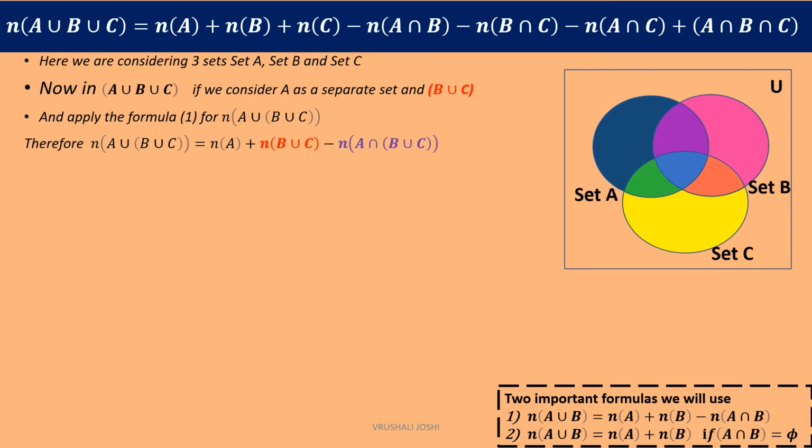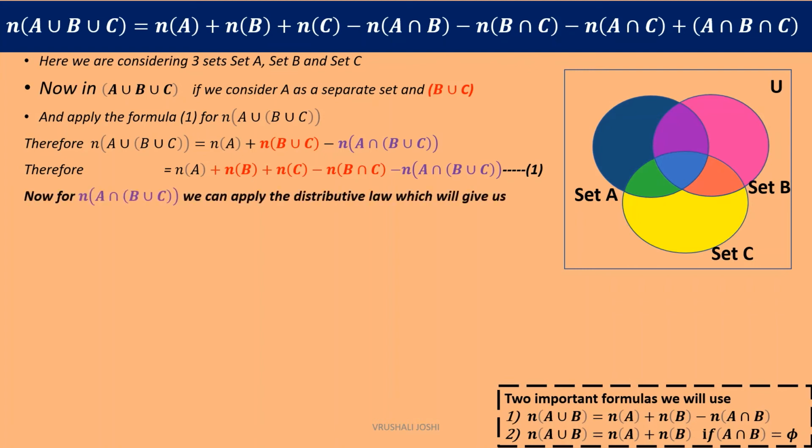Now, n of B union C. I have already marked it in red because we are again going to apply formula number 1 on that red bracket. The other things remain the same: the n of A remains the same and the end of the equation remains the same. Just look at the red bracket. I have split that bracket completely using the first formula. So n of B union C will give you n of B plus n of C minus n of B intersection C. A simple substitution of the formula that we have.